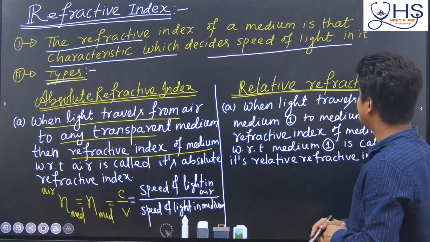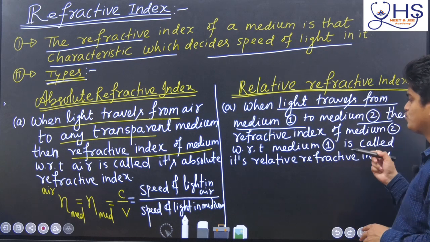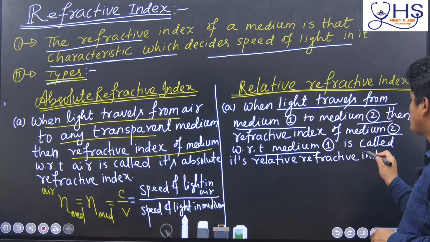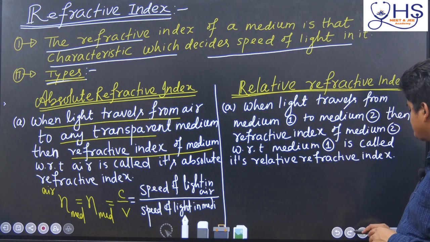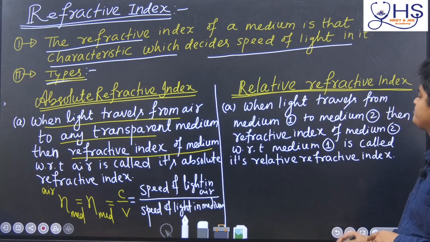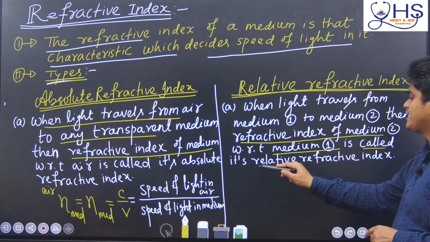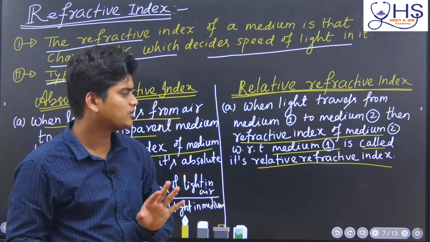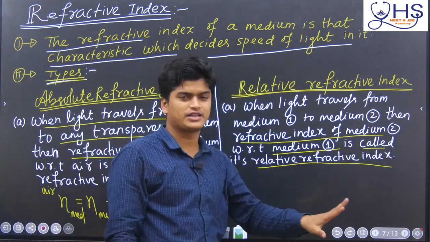Now come to the relative refractive index. When light travels from medium 1 to medium 2, the refractive index of medium 2 with respect to medium 1 is called the relative refractive index. In this case, light is not coming from air to medium 1 or medium 2. Light is coming from one optical medium to another optical medium.